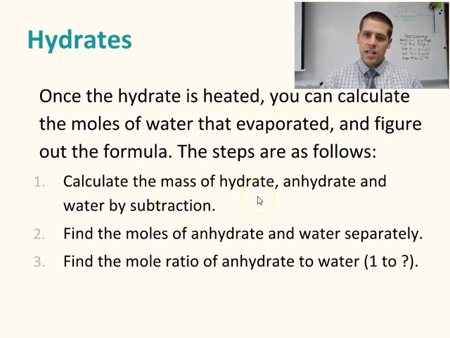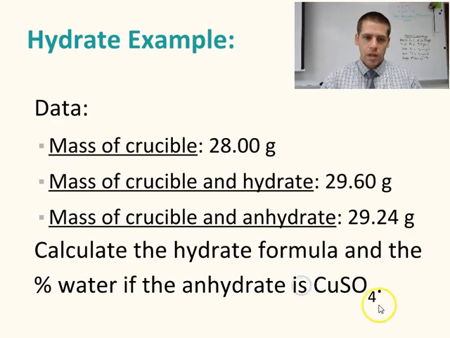That's basically what I'm describing here. Calculate the mass of the hydrate, that's before you heat it. The anhydrate, that's after you heat it, and then you can figure out the water by subtraction. Then, of course, once you have those masses, we can figure out the moles of anhydrate and water separately, and then figure out the ratio of how much salt you have in moles versus how much water you have. The salt is always 1, and so it's 1 salt for however many waters, right? Sometimes it's 5, sometimes it's 7 water molecules, sometimes it's 3. It could be a variety of numbers.